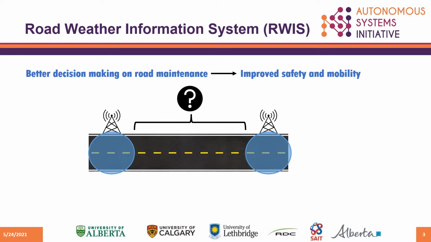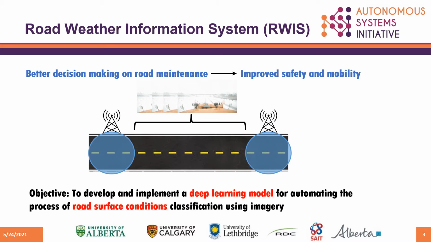To fill in the missing information, we can use dash camera imagery of vehicles traveling within these segments. The issue with using dash camera imagery is the sheer number of images that we must manually go through. It's simply not feasible to manually go through thousands of images to make a single road surface classification. This is the problem we're trying to tackle in this study: to develop and implement a deep learning model for automating the process of road surface conditions classification using imagery.